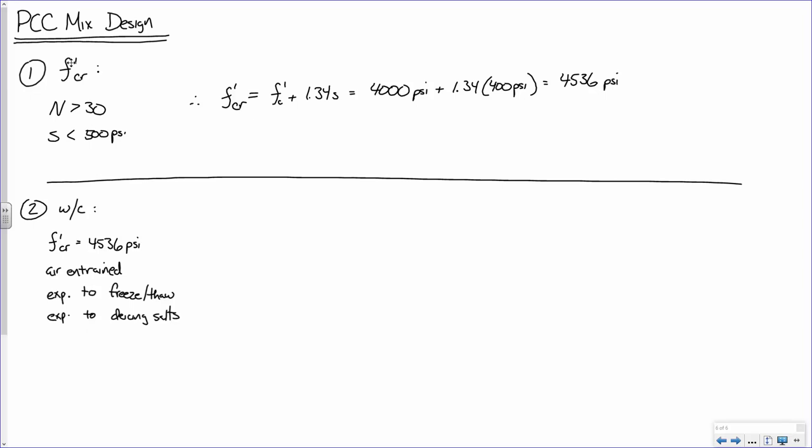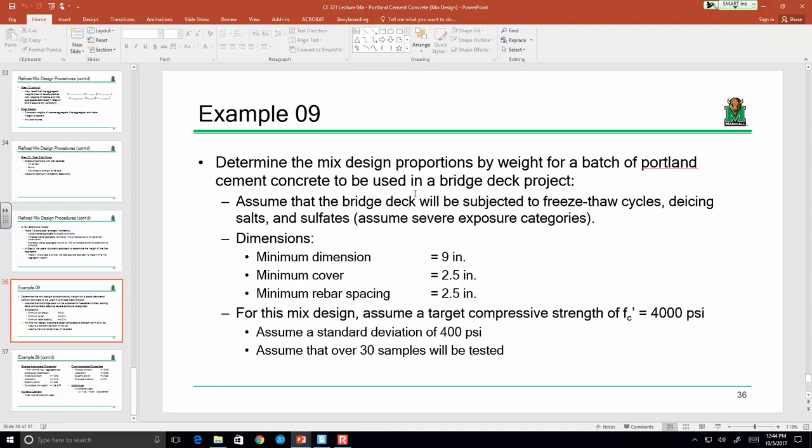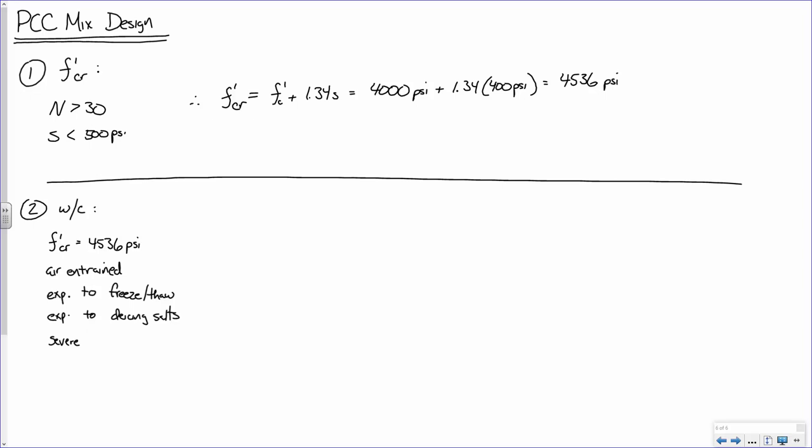What about the table on the next page? Sulfate exposure. Anybody remember what the sulfate exposure for this is going to be? We had that listed. What I'm getting at is we are going to assume severe exposure. So what I'm going to say is severe exposure to sulfates. Oh, getting ahead of myself.